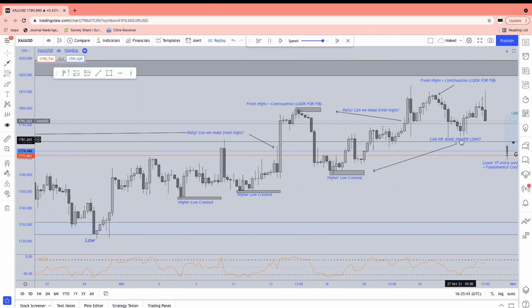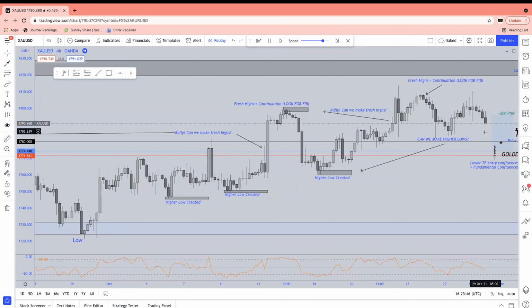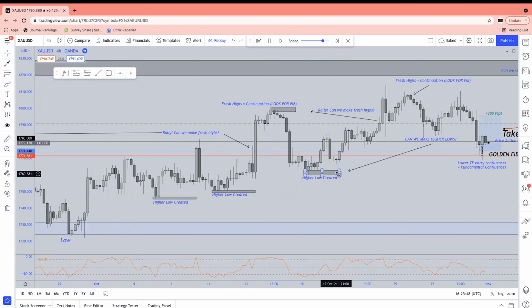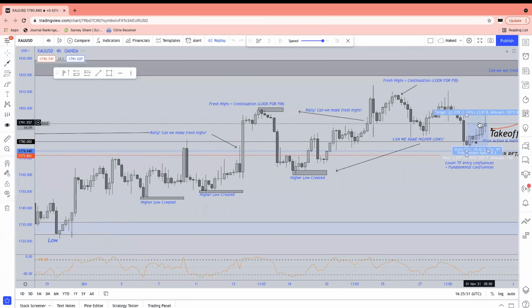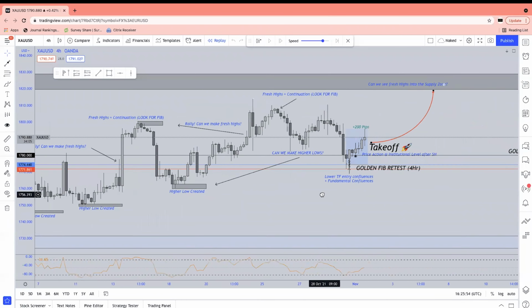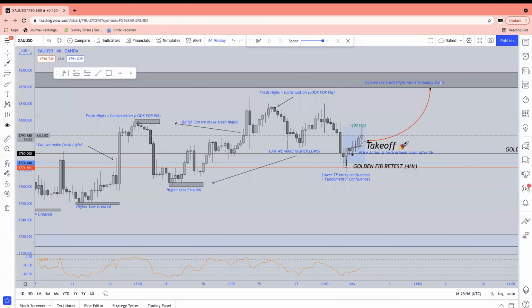Right, can we make higher highs or higher lows? Okay, we're still pulling back. This is the previous higher low, so we're still waiting. Boom, pull right back into it. Now check this out. This was just textbook. Okay, we pull right back into a golden fib, 4-hour golden fib level.